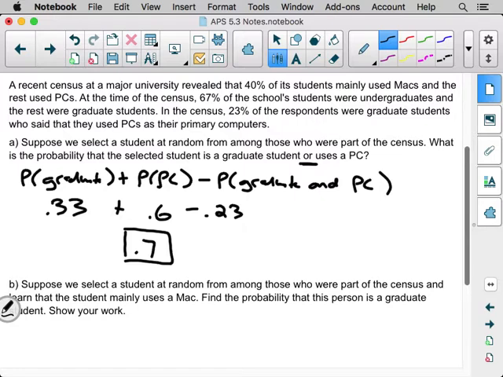So any questions on that? Because again, that formula is going to be important. You are going to need to know how to use that formula for your test. So any questions on part A? All right.